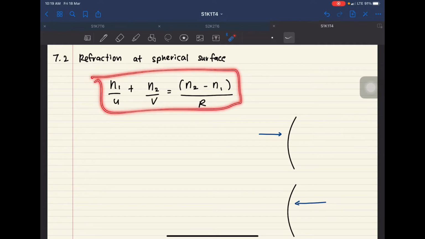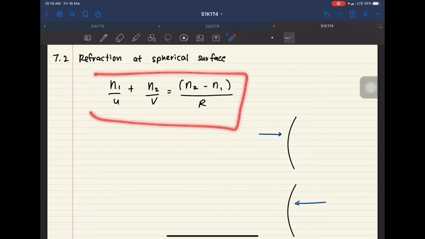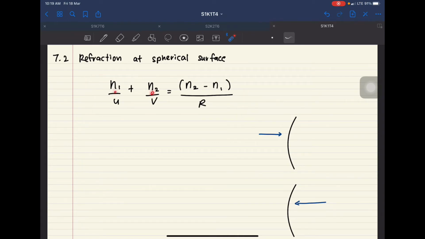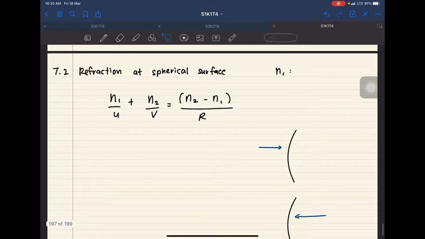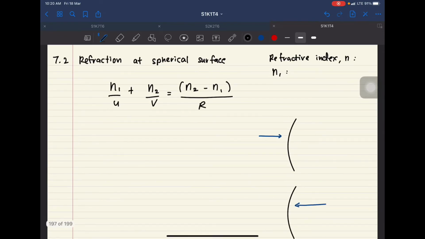There's derivation for this, but I'm not gonna go through that. So this is only one formula. N1 over U plus N2 over V equals to N2 minus N1 over R. N1 is basically your refractive index. Maybe I'll write it like this. Refractive index is N, okay, and N1 means at object, or the position of the object. I'm going to explain more later.